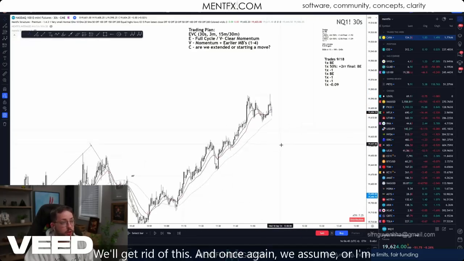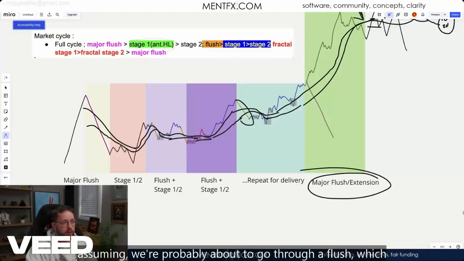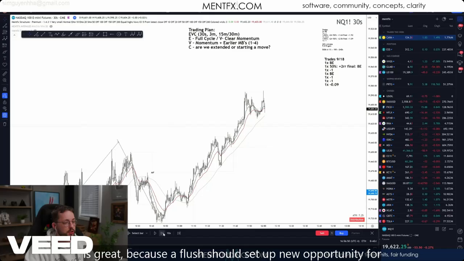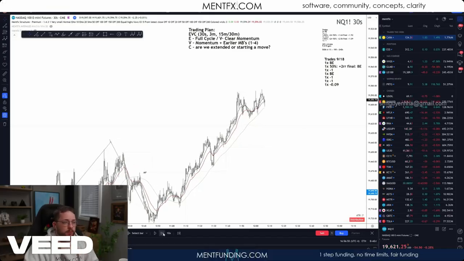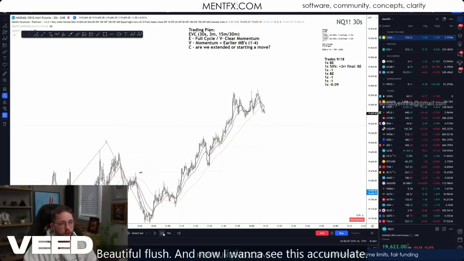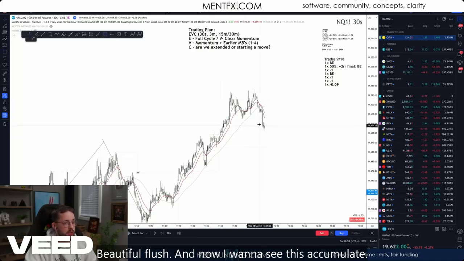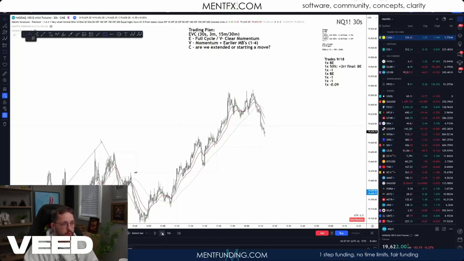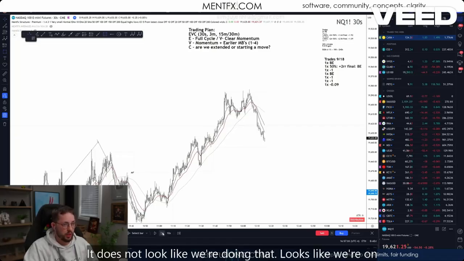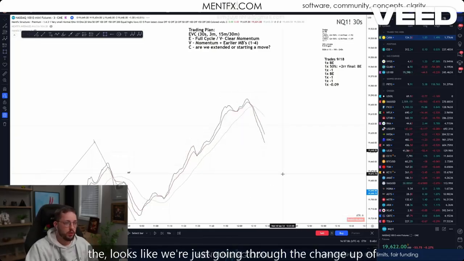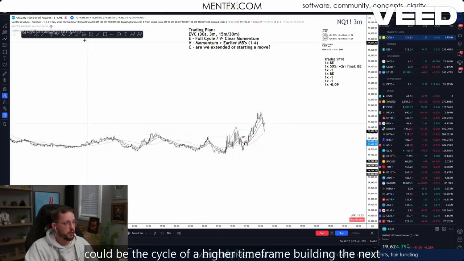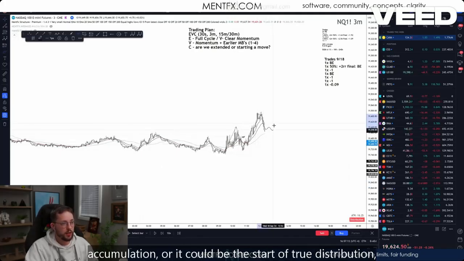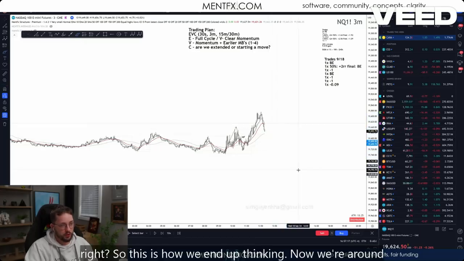And once again, I'm assuming we're probably about to go through a flush, which is great because a flush should set up new opportunity for us, okay? Beautiful flush. And now I want to see this accumulate. Does not look like we're doing that. Looks like we're just going through the change up of direction, which is perfectly fine, right? Because this could be the cycle of a higher time frame building the next accumulation, or it could be the start of true distribution, right? So this is how we end up thinking.